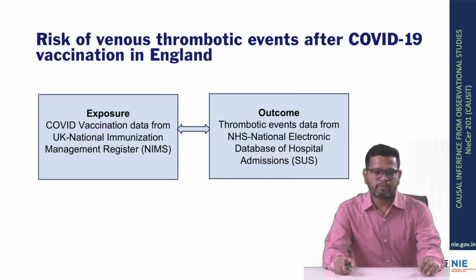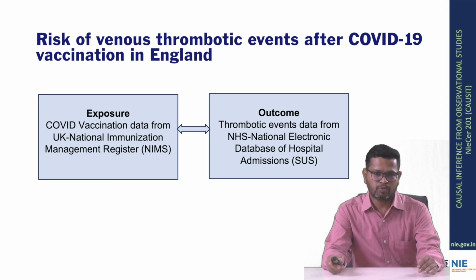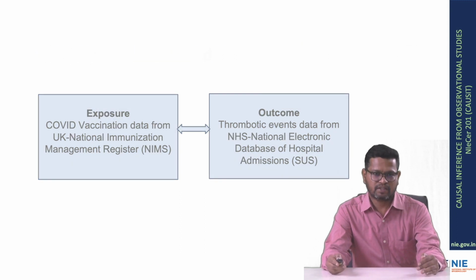A national retrospective cohort study conducted in England assessed the risk of cerebral venous thrombosis, other venous thrombosis, or thrombocytopenia after COVID-19 vaccination. In the study, hospital admissions for cerebral venous thrombosis or other venous thrombosis or thrombocytopenia were linked to the National COVID-19 Immunization Register. So the records were linked using NHS numbers. This is an example of linking databases, registries or records.